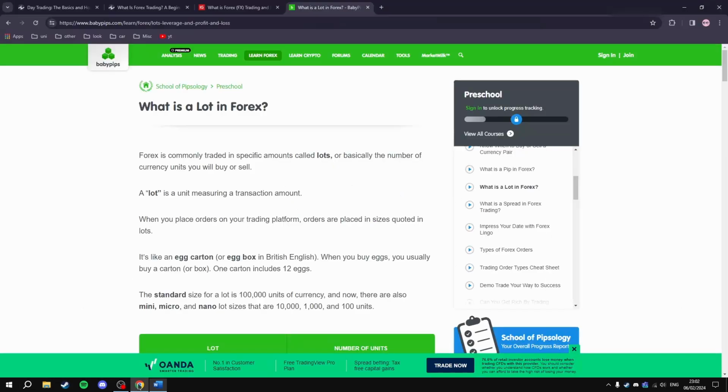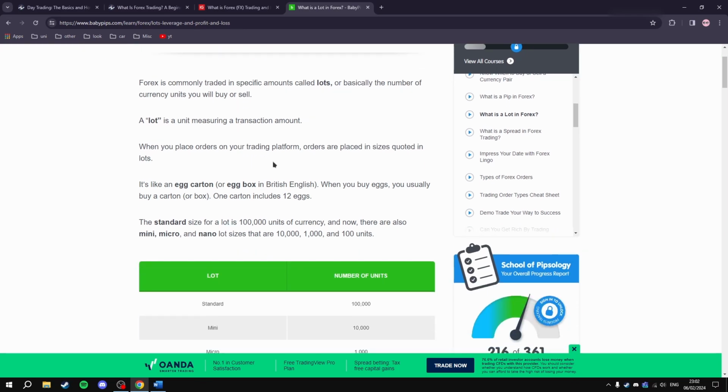Okay, so what is a lot in Forex? Forex is commonly traded in specific amounts called lots, or basically the number of currency units you will buy or sell. A lot is a unit measuring a transaction amount. When you place orders on your trading platform, orders are placed in sizes quoted in lots.